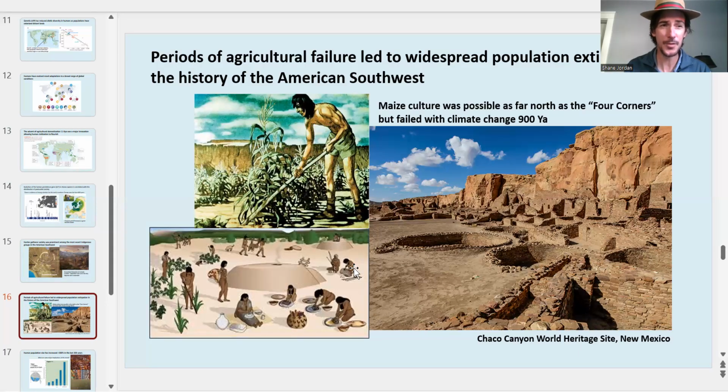And so this should be a warning to our society at the present moment that, hey, we are dependent upon agriculture largely for our survival, and we are certainly facing a climate change crisis. And who's to say that something like this couldn't happen to our population?